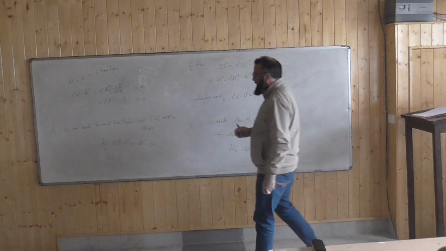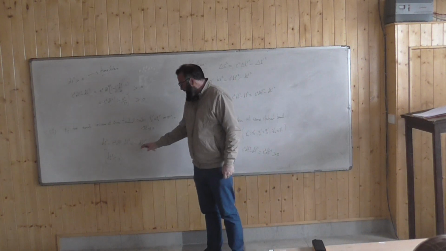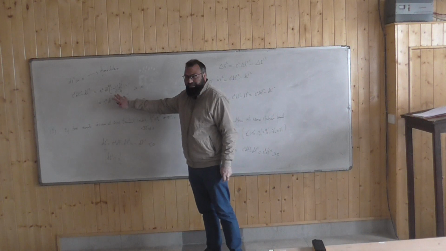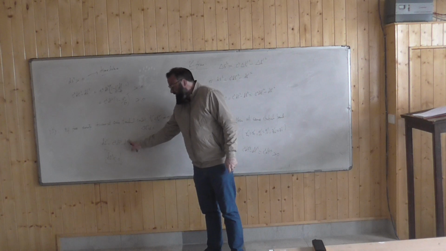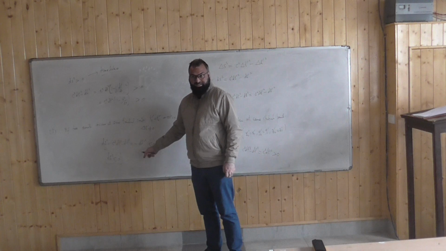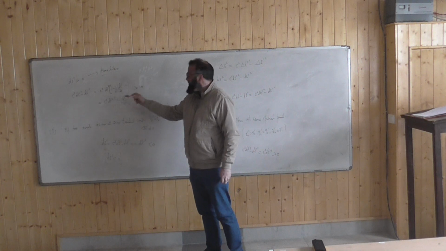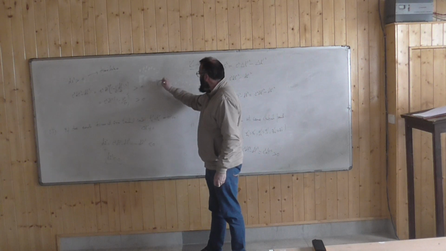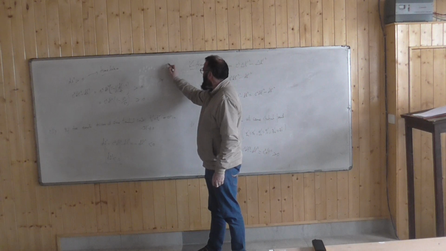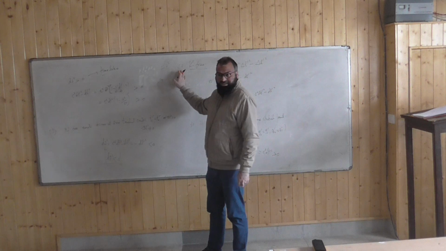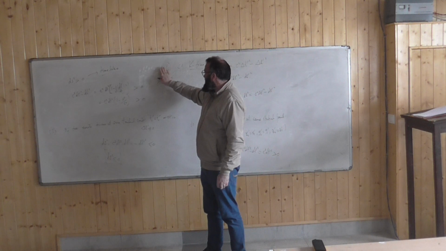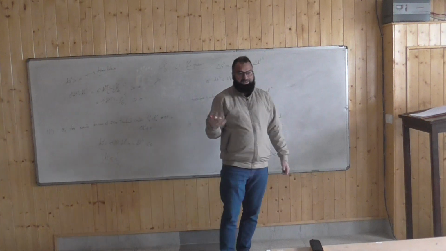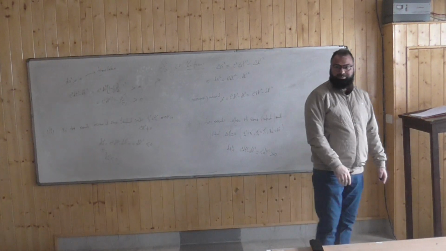In such a case, what will happen? If you use the same kind of trick here, it will be 1 minus v square by c square, all the same thing. From here you get 1 minus v square by c square, and this object has to be negative. When can it happen? When v square by c square is larger than 1. So it means velocity is greater than the velocity of light.